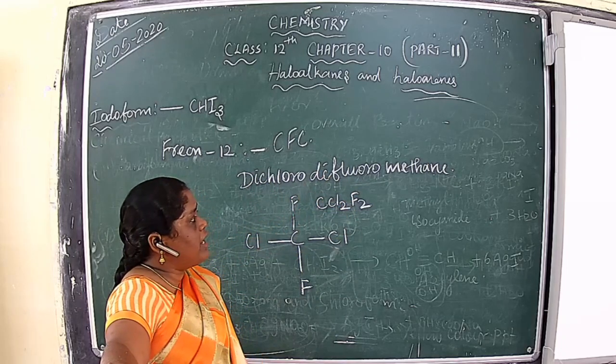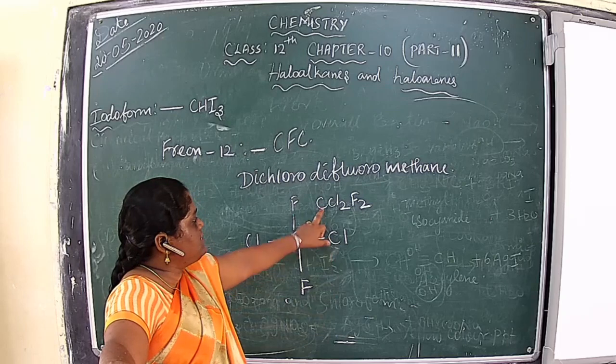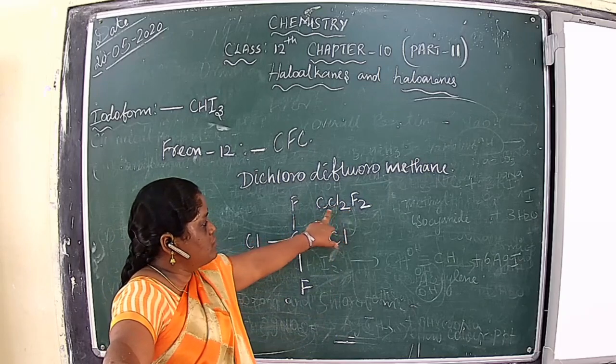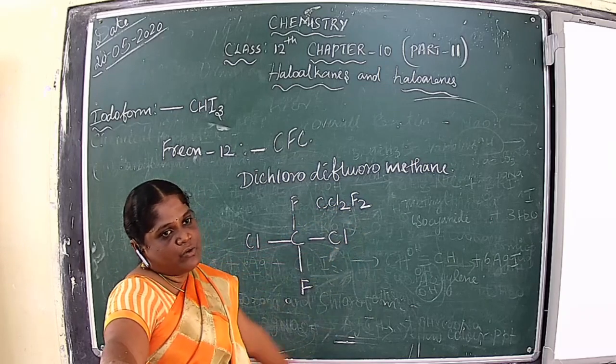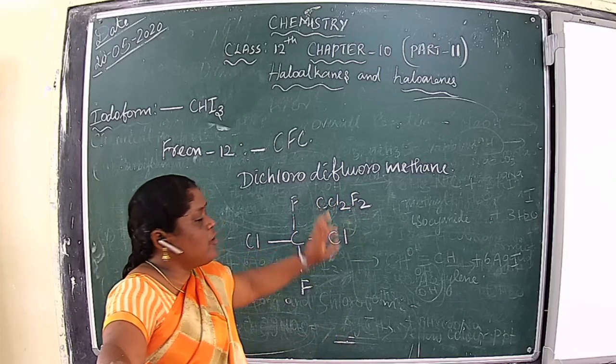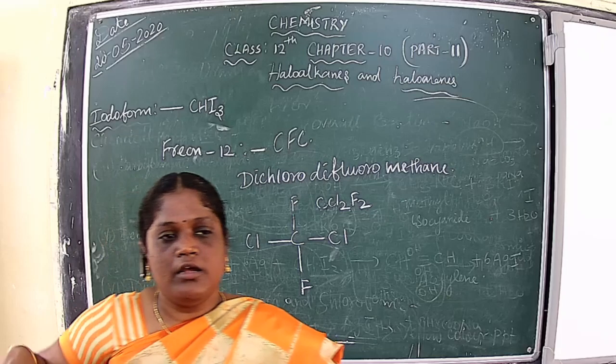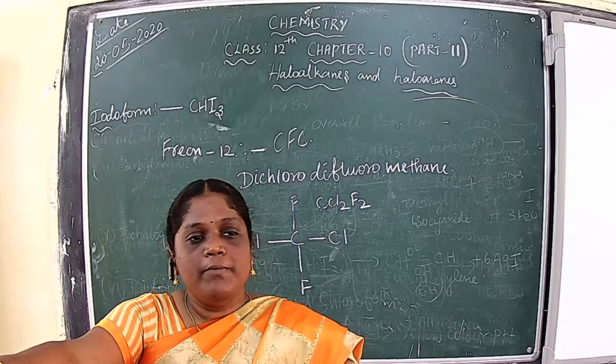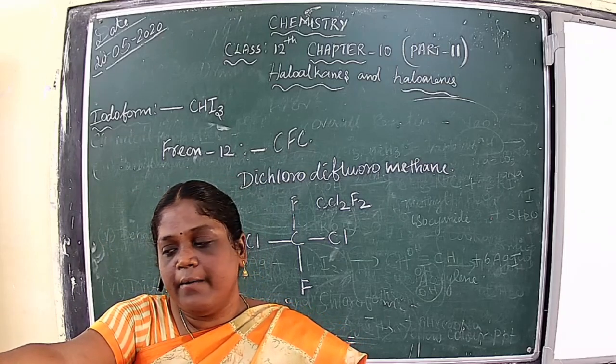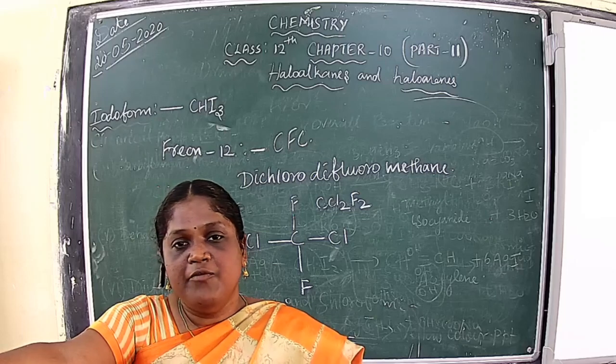The chemical name is dichlorodifluoromethane, CCl2F2. Dichlorodifluoromethane, that is freon. Understood? I hope you understood. That is iodoform preparation and freon.